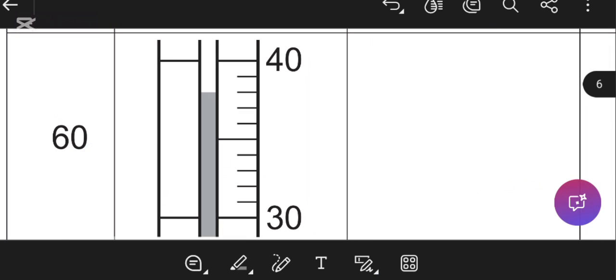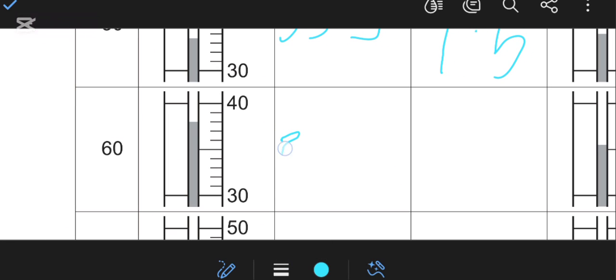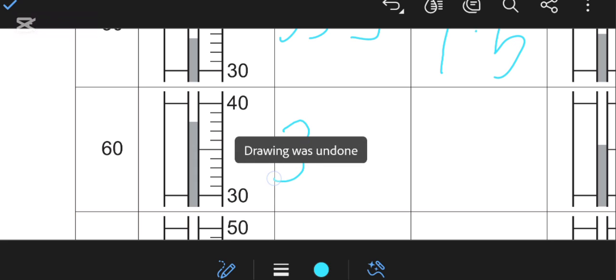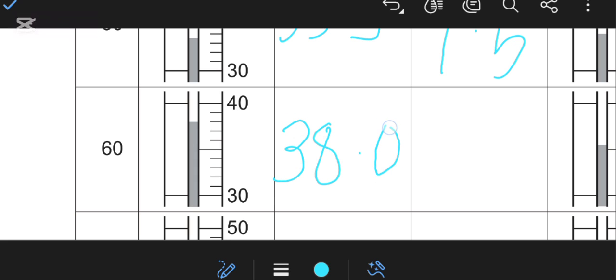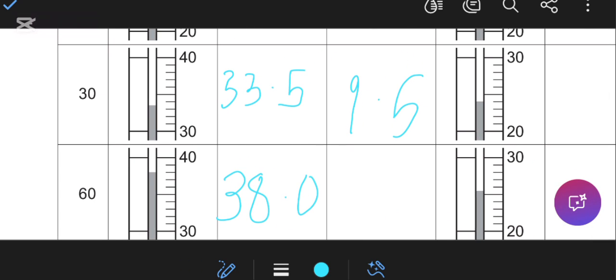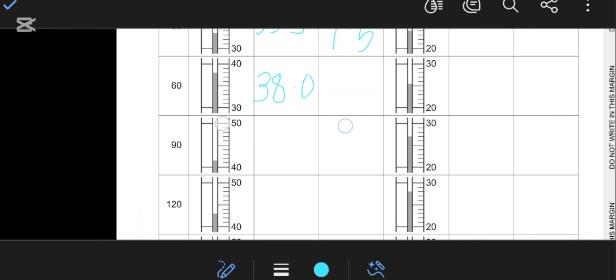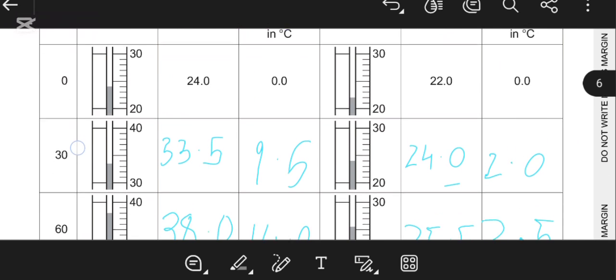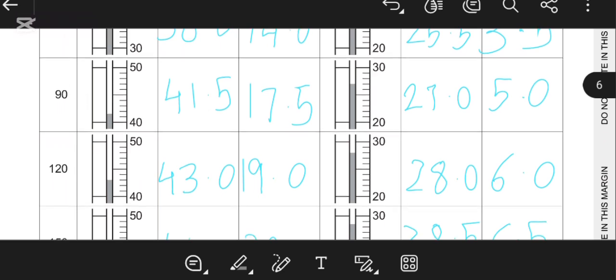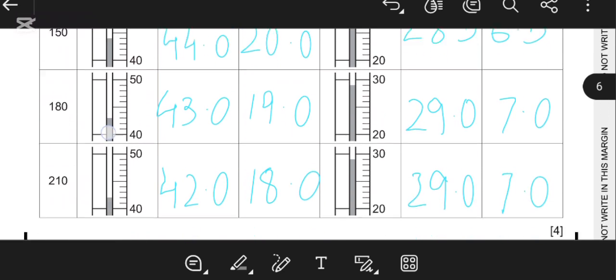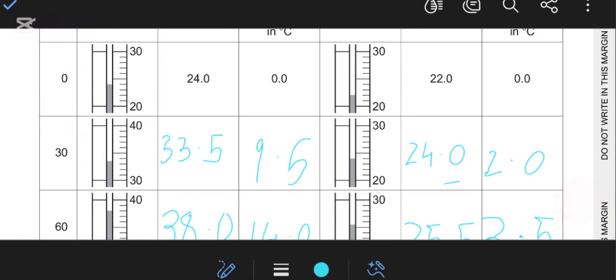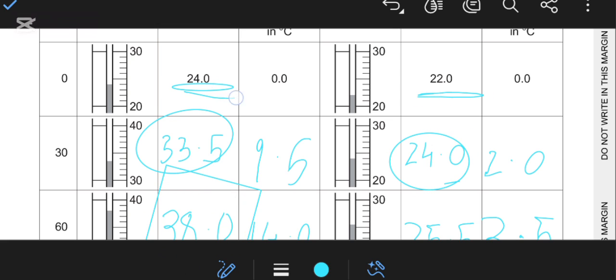We see here that it is 35, 36, 37, 38. It's 38, sorry, my bad, 38.0. The reason we add a 0 is that we need the same decimal places in all the columns. So this is how you will continue doing and reading the scale. These are all the values you will get when you read from the temperature and subtract from the 0 reading. Remember that for each row, you have to do the same thing.